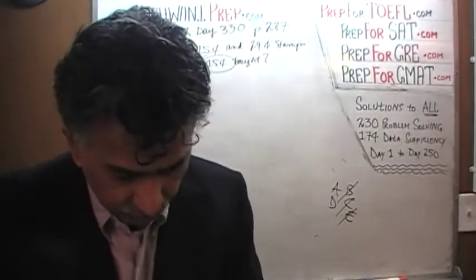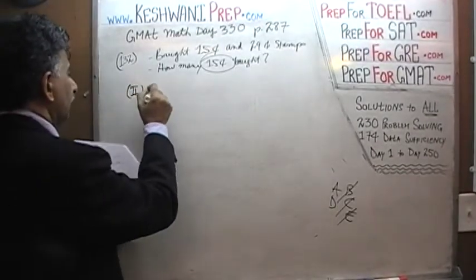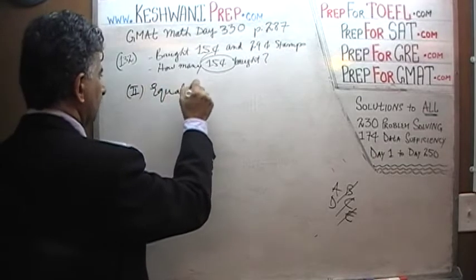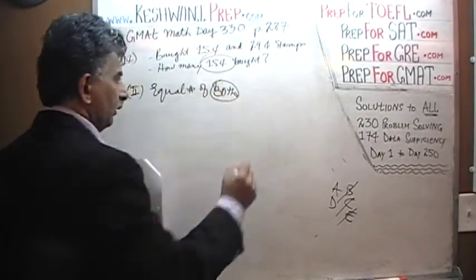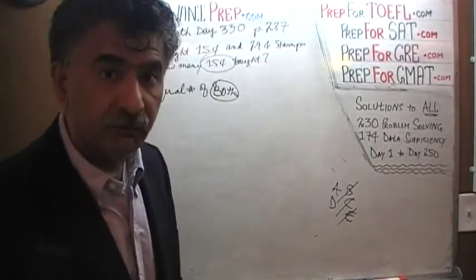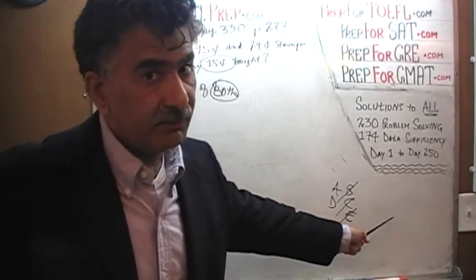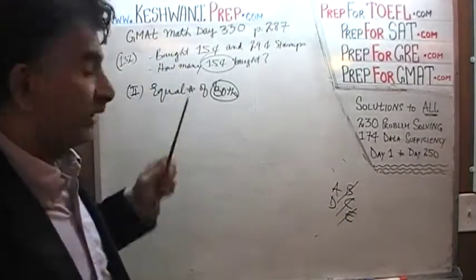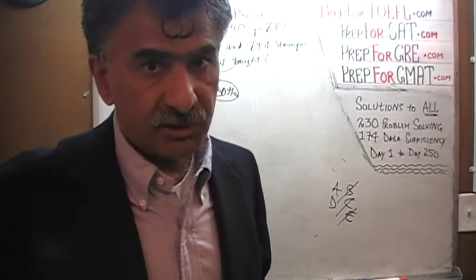In the second statement, they go on to tell us that we bought equal number of both. Okay, now before we do any work at all, notice that that's exactly what we had found in the first statement. We had found just now that we bought 10 15 cent stamps and 10 29 cent stamps. That's exactly what the second statement says. As we always point out, the two statements never contradict each other.